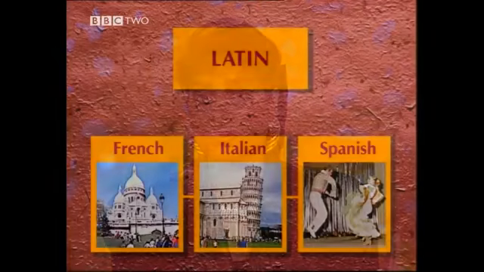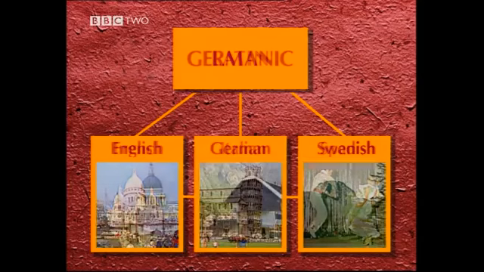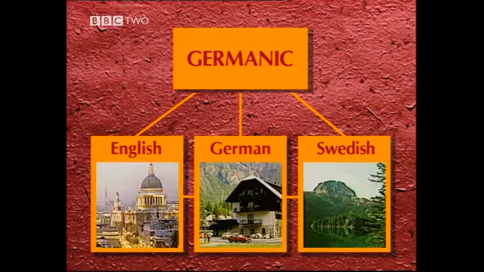Languages are like families because they can usually be seen to have common parents. For example, some European languages have the common parent of Latin. French, Italian and Spanish are, if you like, sister languages because they all have the common parent of Latin. English has sister languages in German and Swedish, and linguists usually call their common parent language Germanic.